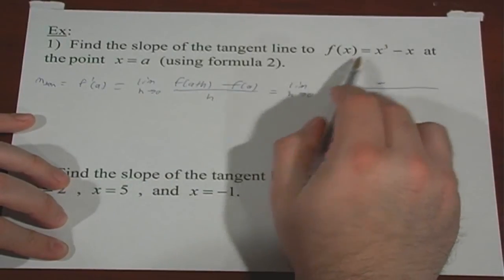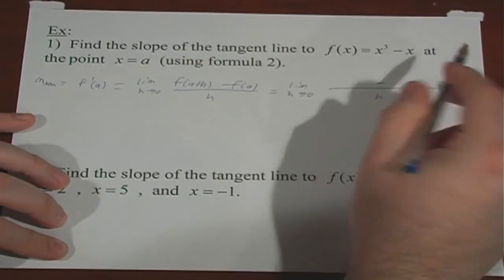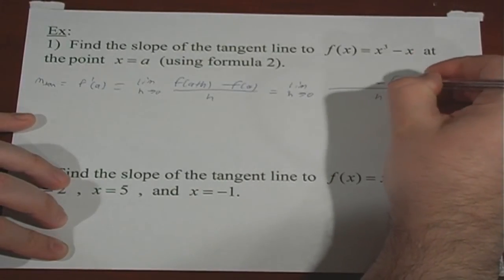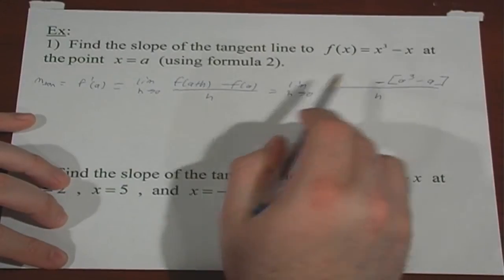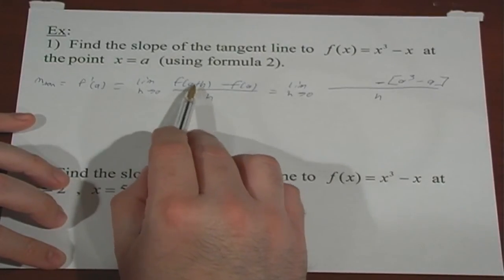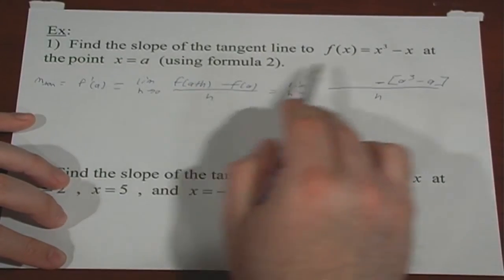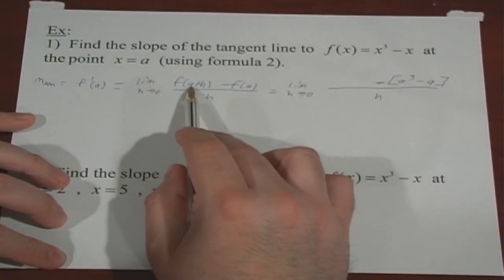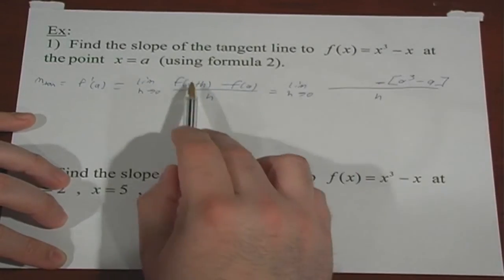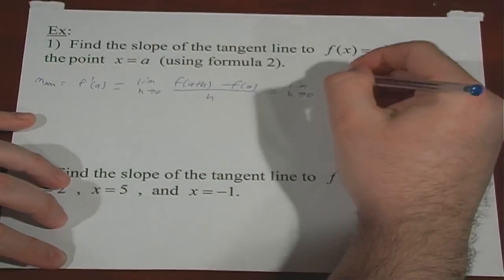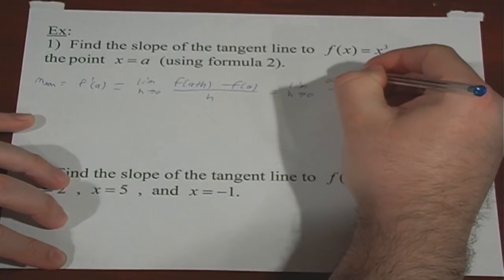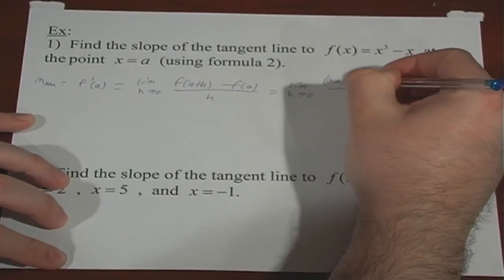So instead of that saying x cubed, it's going to be a cubed. And then we're going to have minus a there. So here we're going to have a cubed minus a. Over here, what am I going to do? Well, it's a little nasty, the parentheses, right? But whatever's in the parentheses, a plus h, I have to change all the x's to that. So instead of x cubed, it's a plus h cubed, and then minus a plus h. So it's going to be a plus h cubed minus a plus h.